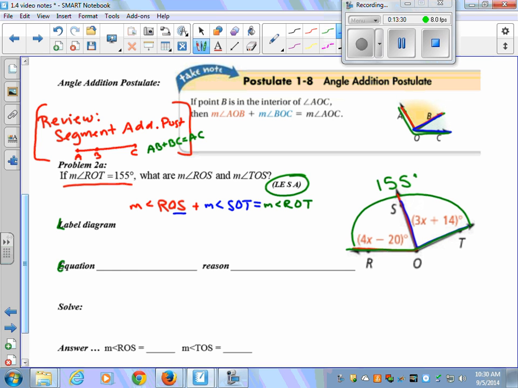ROS on the diagram is labeled 4x minus 20. And SOT on the diagram is labeled 3x plus 14. And ROT, our given information, is 155 degrees. Now, remember, sometimes we want to give a reason for why our equation makes sense. This is going to be the angle addition postulate.